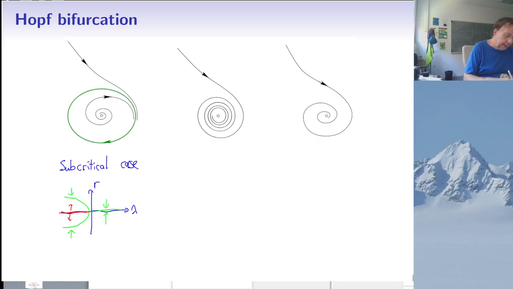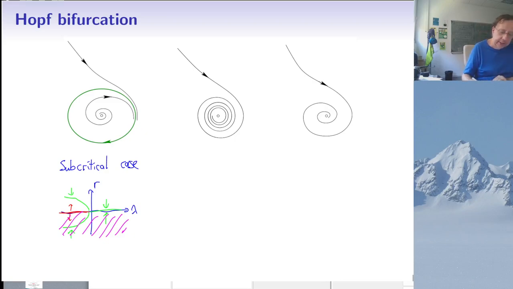Like this and like this. So when R is negative, we have two stable branches for R, but actually R cannot be negative, so we can just ignore what is happening here for negative R. So R will tend to this value here, which goes like square root of minus lambda, and theta, as we have seen, will just rotate.